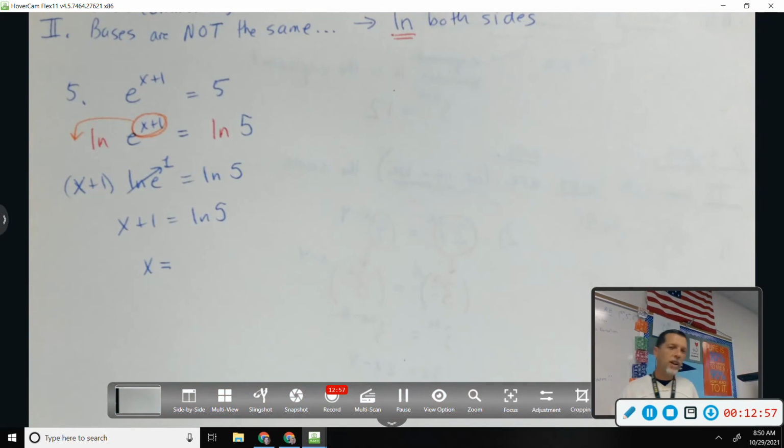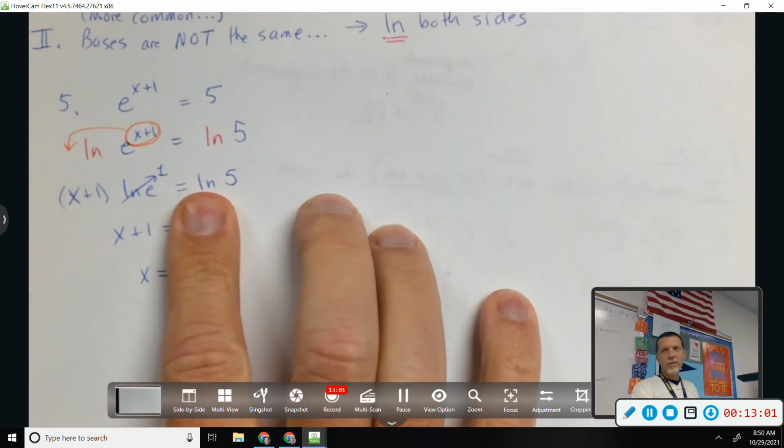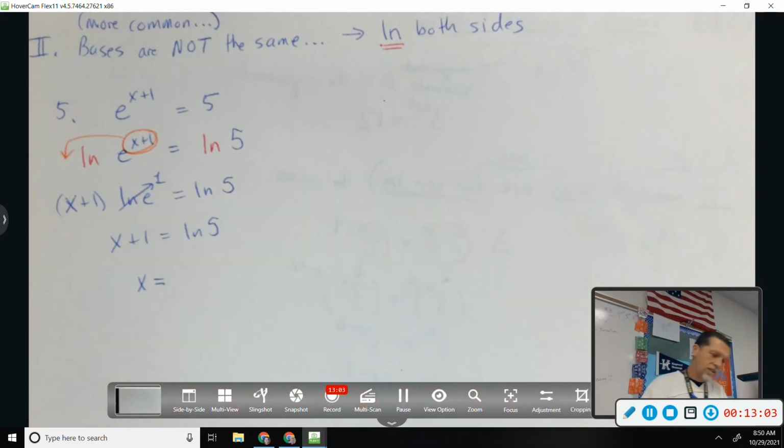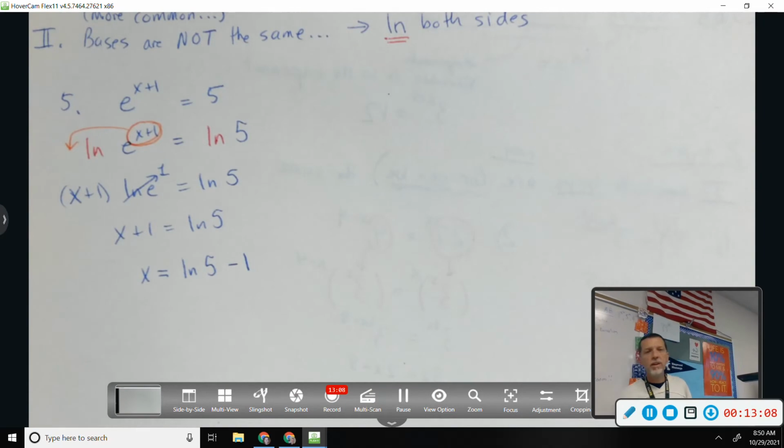So x plus 1 equals natural log 5. So what should I do? The right-hand side's weird, but ignore the right-hand side. Subtract 1 from both sides. X equals ln 5 minus 1. Done. Be careful, that's not natural log 4, right? That's natural log of 5, minus 1. And we're going to leave that as our answer.